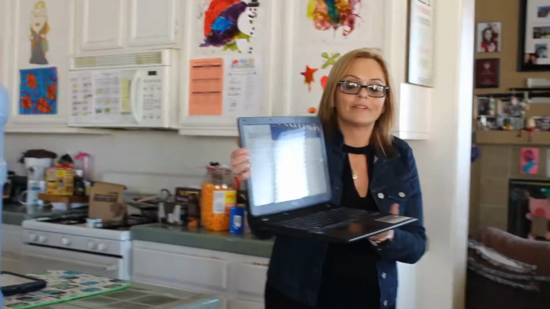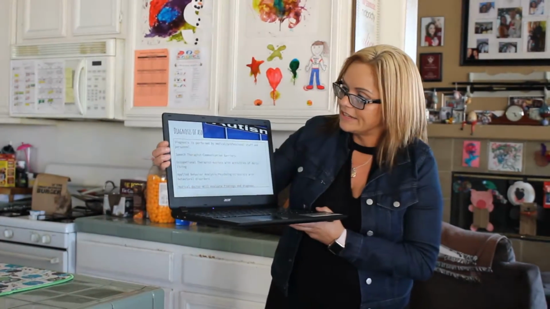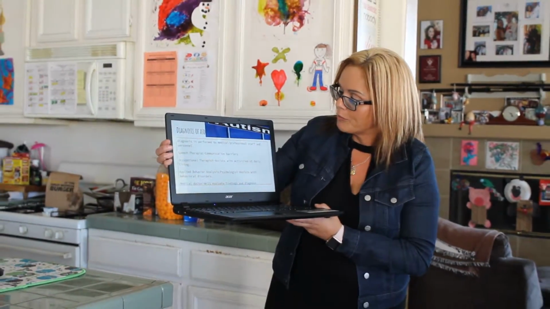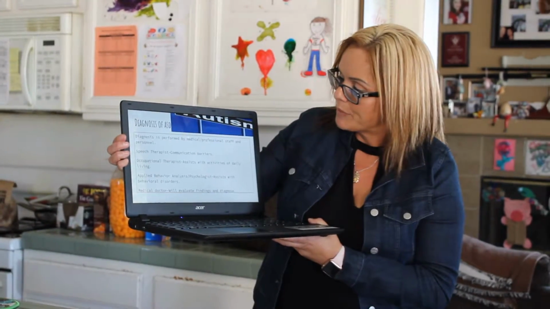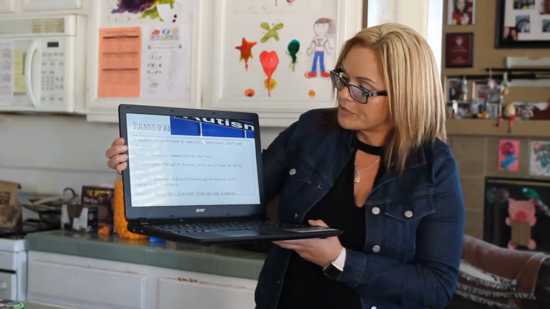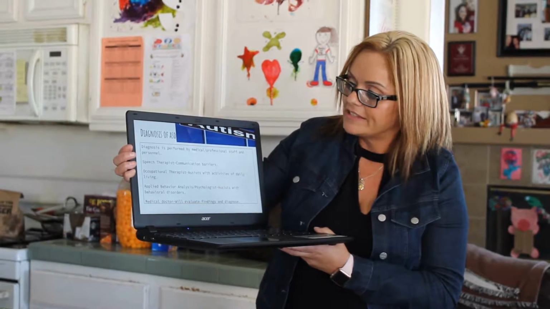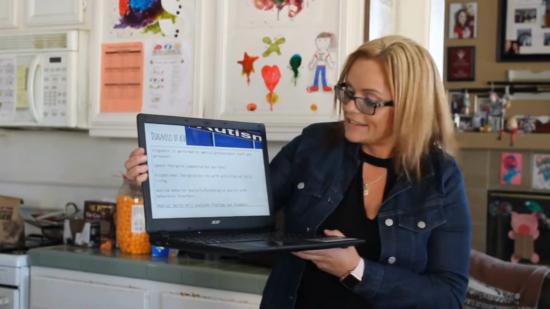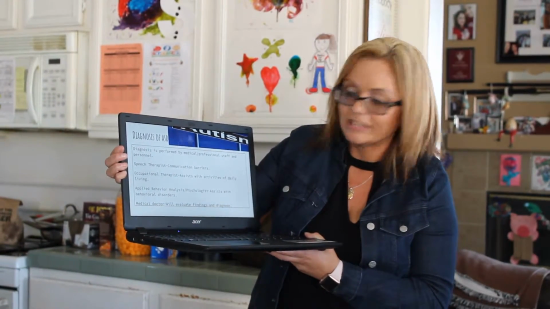Diagnosis of ASD. Can you see this? Yes. Okay. Diagnosis of ASD is performed by medical or professional staff and personnel. Speech therapists, communication barriers. They see occupational therapists. They assist with activities of daily living.